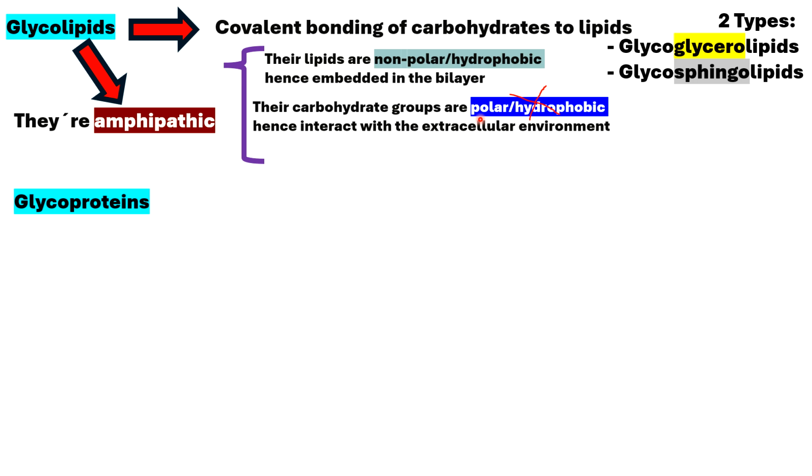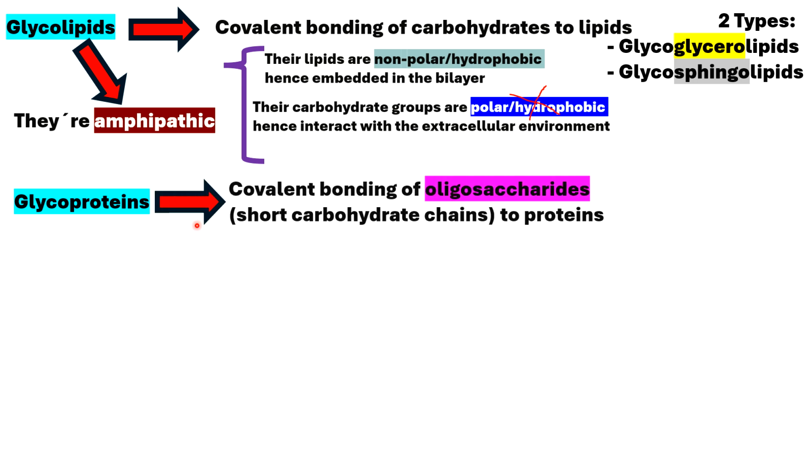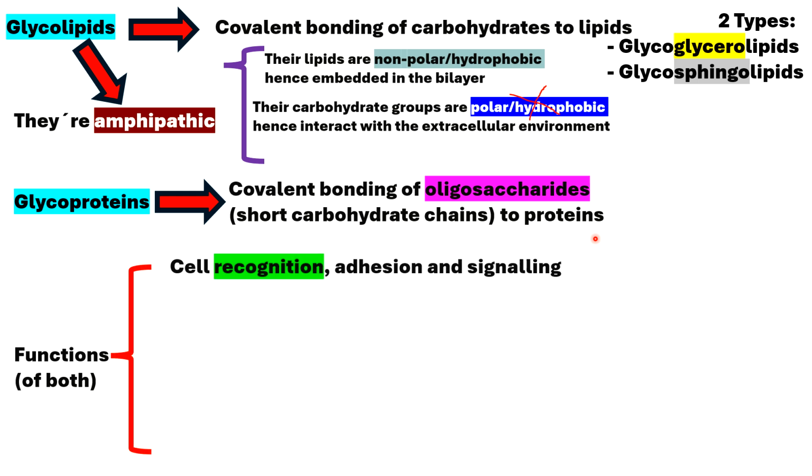Now the glycoproteins are the covalent bonding of carbohydrates, in this case the oligosaccharides, which are short carbohydrate chains, to proteins. Okay. Now, functions of both of these glycolipids and glycoproteins: cell recognition, adhesion, and signaling.